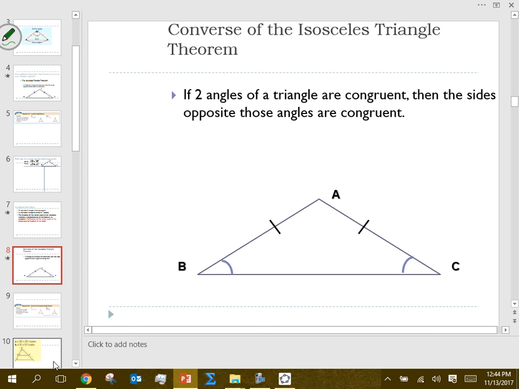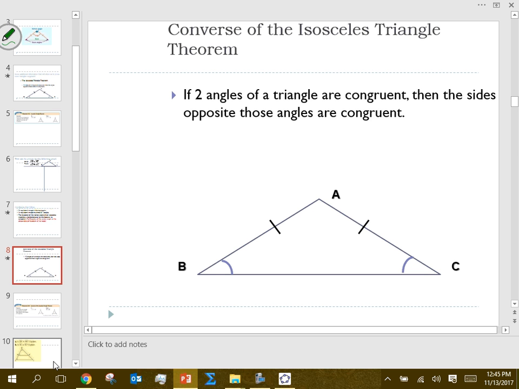This is the converse of the isosceles triangle theorem, which is just taking the if and then and flipping them. So now you're going to start off with 2 angles that are congruent, and then go opposite those 2 angles, and now you know you have 2 sides congruent. So this is starting off not knowing that you have an isosceles triangle, but when you have two angles congruent, you can make the argument that two sides have to be congruent, and then when you have two sides congruent, that classifies the triangle as isosceles.